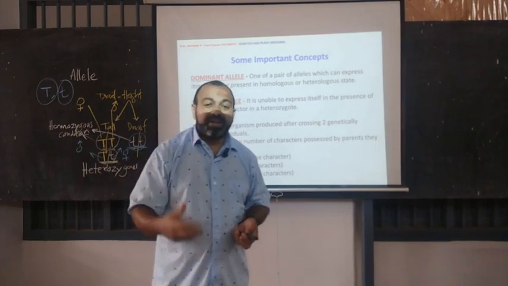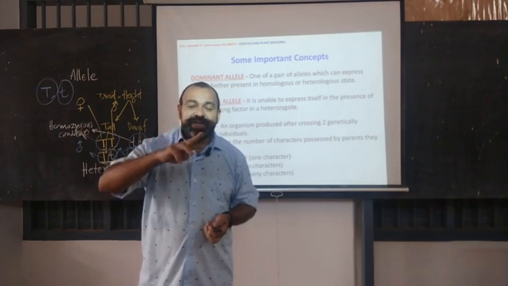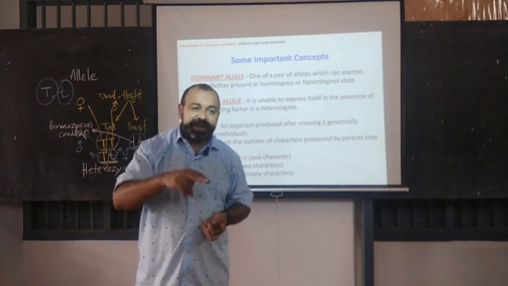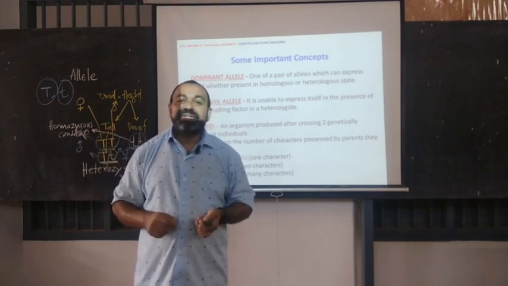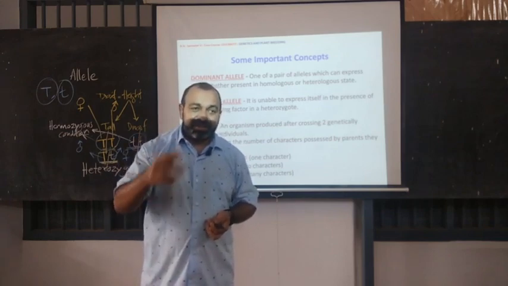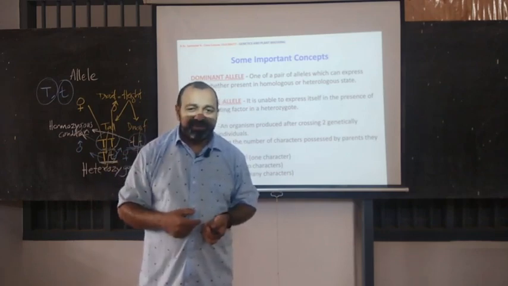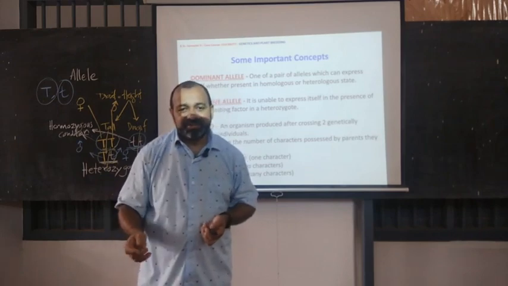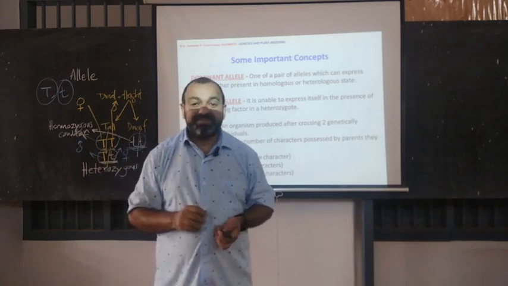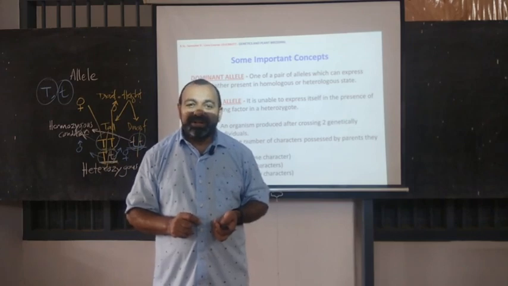If we are considering two characters at a time, then it is called a dihybrid cross. For example, the height of the plant, whether it is tall or dwarf, and also the color of the flower, whether it is red or white. So we are considering two characters at the very same time, height and color of the flower. Am I clear? Yes.